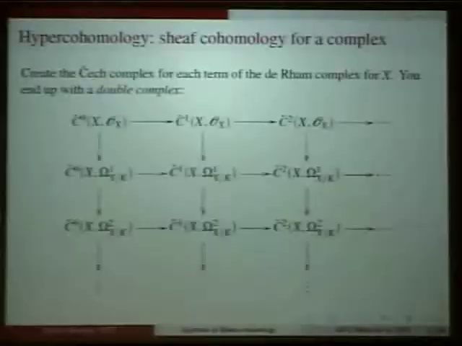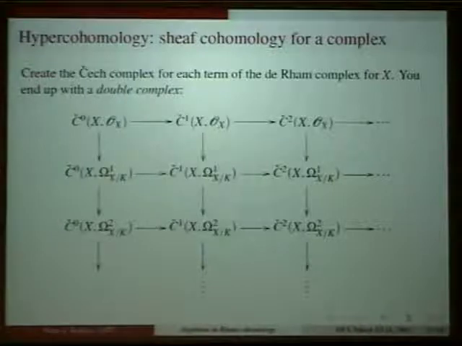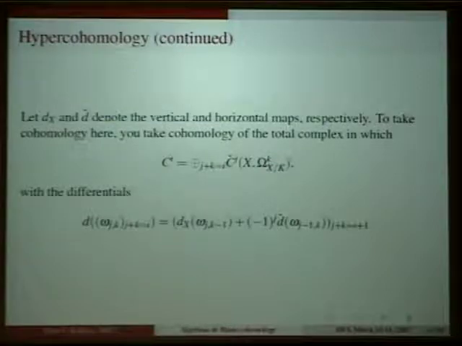So what you do is you put together a double complex by taking Čech resolutions everywhere. So you get this thing, and this is not going to actually stay up, and what you do is you flatten it into a total complex. So you make a complex where, here's a trick I'm going to use. I'm going to use the copy of that diagram in my notes.